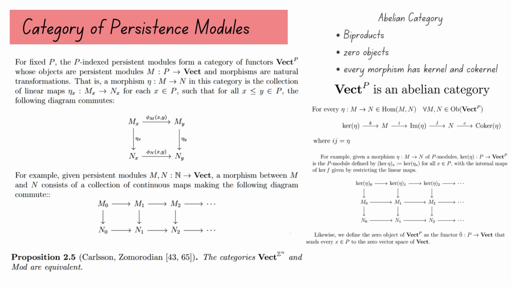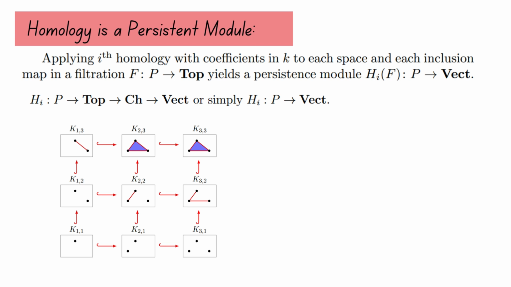So now we have defined persistent modules as a functor. We have also defined its category. But what is the relationship between filtration and multi-parameter persistent modules? We take the filtration, and on every topological space and every inclusion map, we apply the homology functor, and we get a persistent module.